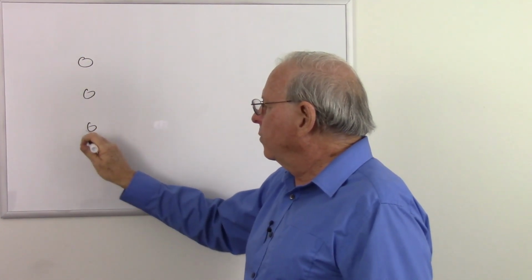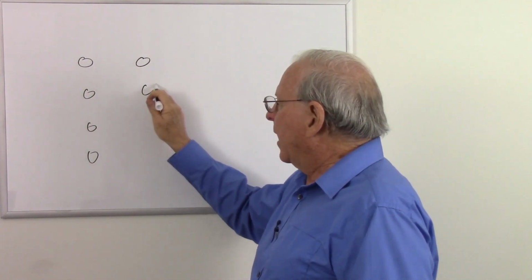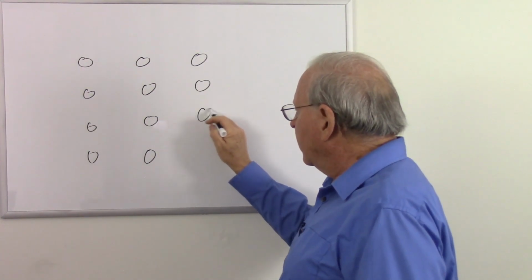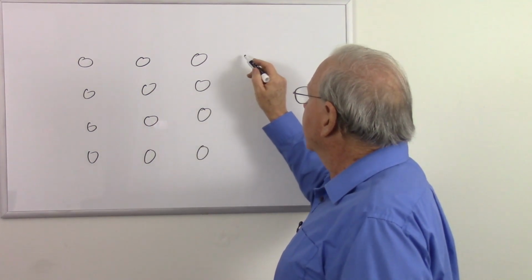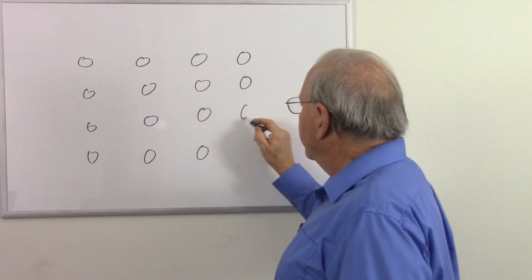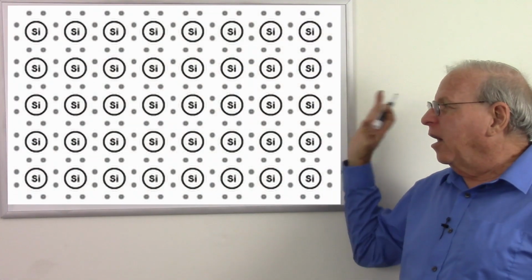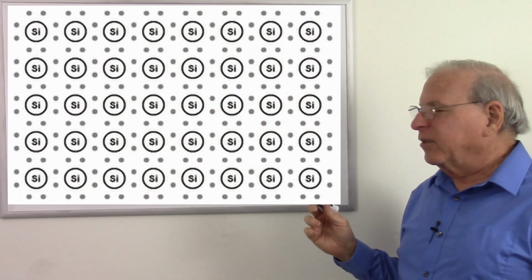Just draw a few silicon atoms. And just for simplification, I'm not going to draw all the electrons around there. I'll show you a drawing in a minute if you want to see it. Okay, there's some silicon there with all of its electrons.